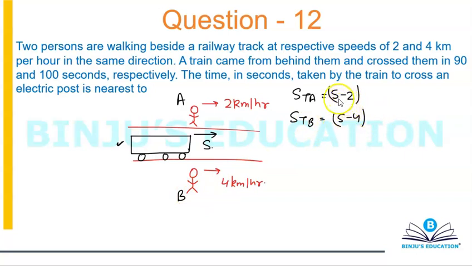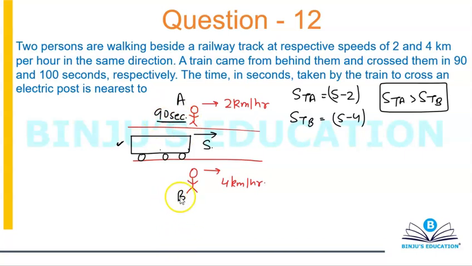Now of course S minus 2 will be greater, so you can say that speed with respect to A will be greater than speed with respect to B. So greater the speed, less the time taken to cover the distance. Sorry, if the speed is more then time is less, I was saying the opposite. So the time taken by this train to cross this person A will be 90 seconds because the relative speed here is more, and to cross this person B it will be 100 seconds because the relative speed here is less.